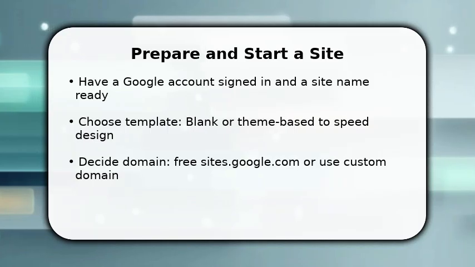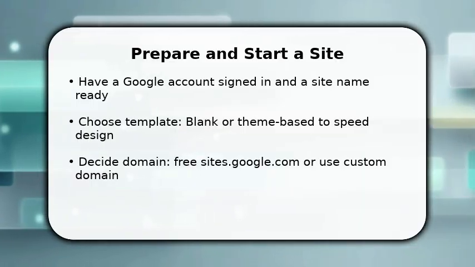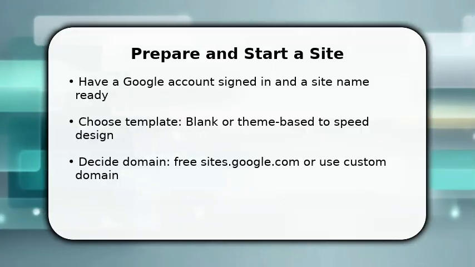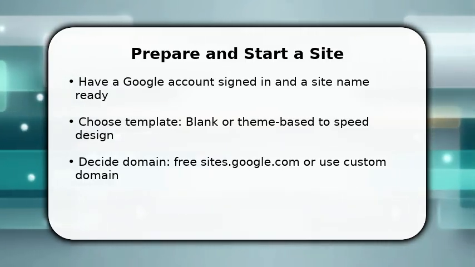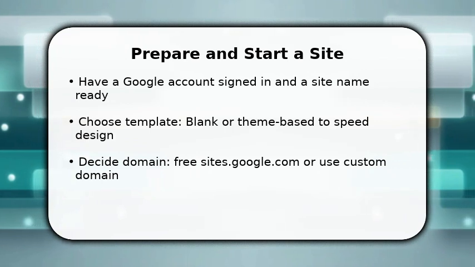Make sure to choose whether you'll publish on sites.google.com or connect a custom domain. Connecting a domain requires owner access and DNS steps. You'll also set basic navigation type now. These first choices determine layout and URL behavior, so pick options that match your audience and purpose before building pages.